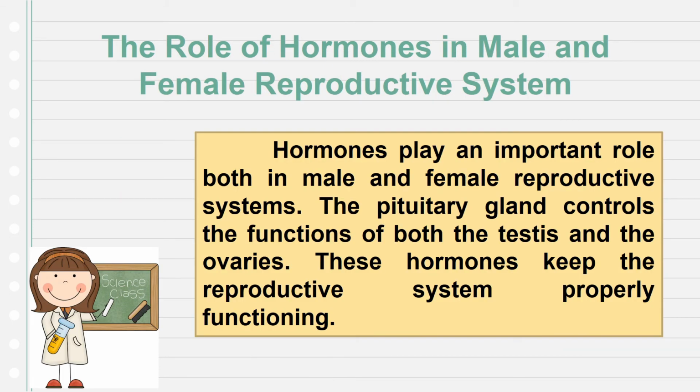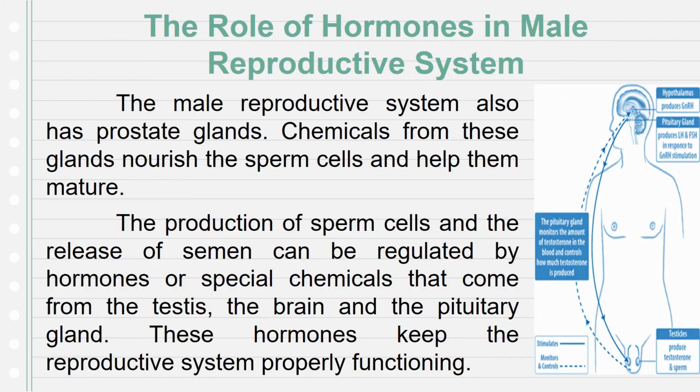The role of hormones in male and female reproductive system. Hormones play an important role both in male and female reproductive systems. The pituitary gland controls the functions of both the testes and the ovaries. These hormones keep the reproductive system properly functioning.